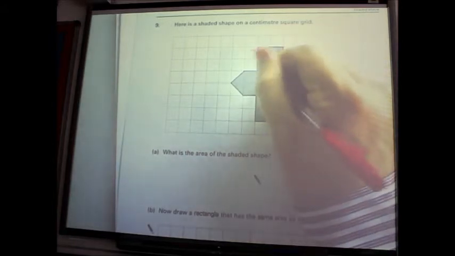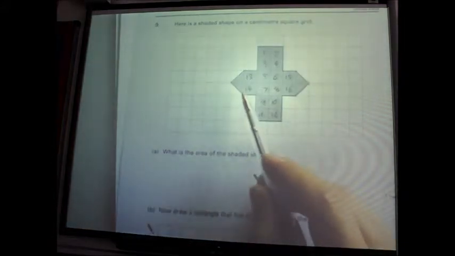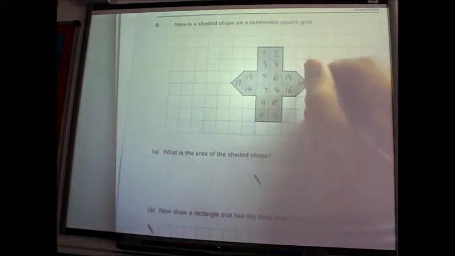Question number 9. Here's a shaded shape on a centimetre grid. What is the area? Easiest way of doing this one is just by counting the squares. So 1, 2, 3, 4, 5, 6, 7, 8, 9, 10, 11, 12, 13, 14, 15, 16. It's a bit tricky now because we've got halves, but these two, if you slot them together, would make a whole one. So that's 17, and that would be 18. So it is 18 centimetres squared.